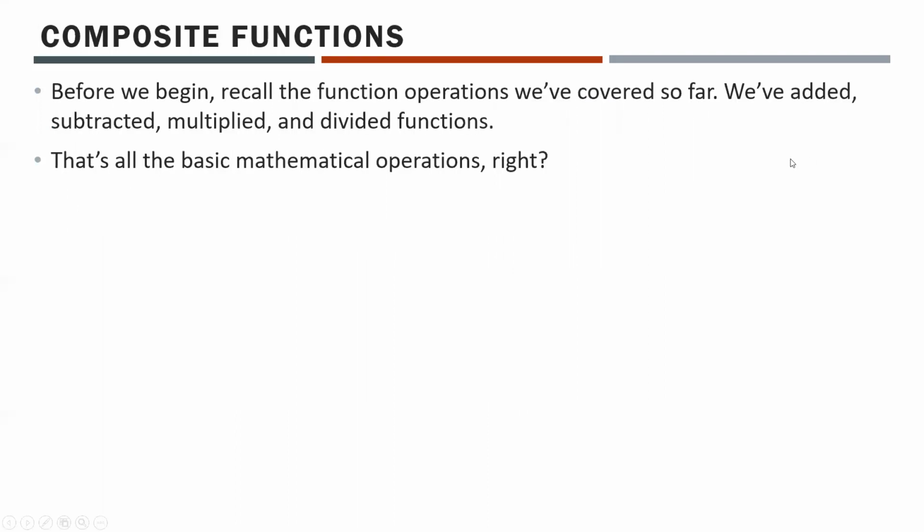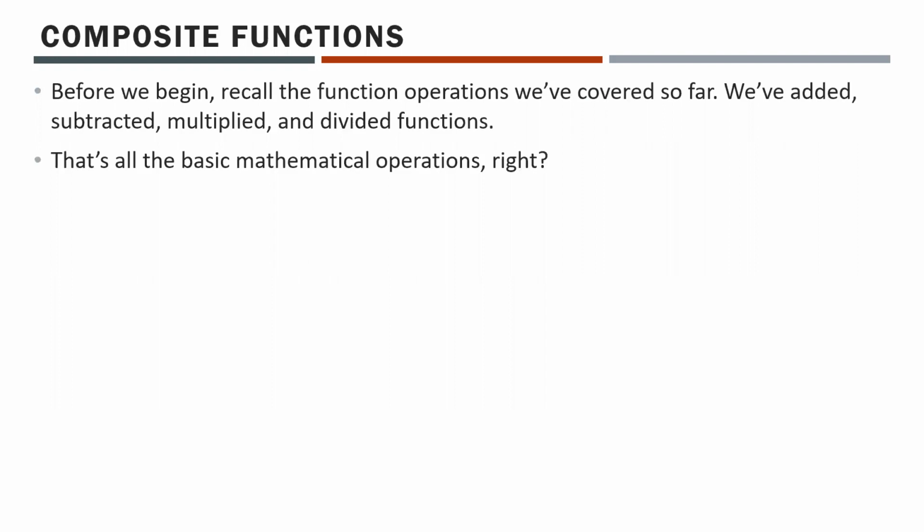Before we begin, recall the function operations we've covered so far. We've added, subtracted, multiplied, and divided functions. That's all the basic mathematical operations, right? Some people could think maybe you could square root a function, but we've actually already done that too. Back in chapter 2, we talked about radical functions where you'd square root a whole thing, and the points where the original function was 0 and 1 stayed the same, and between those two points the graph is above it and then below it. It was a whole ordeal, right? So we've actually already done square root functions.